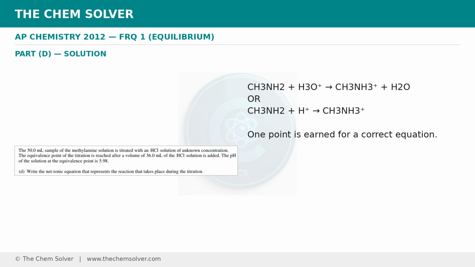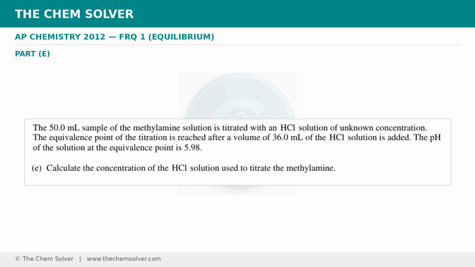Or CH3NH2 plus H+ gives CH3NH3+. 1 point is earned for a correct equation. Calculate the concentration of the HCl solution used to titrate the methylamine.